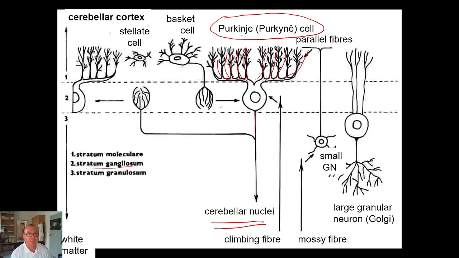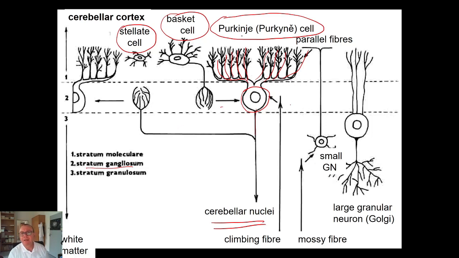There are two types of small neurons. Stellate cells are in the molecular layer, which are only small associative neurons having short axons, not leaving the molecular layer. And then there are also basket cells, which have a little longer axons, which form synapses on the surface of the Purkinje cell body.